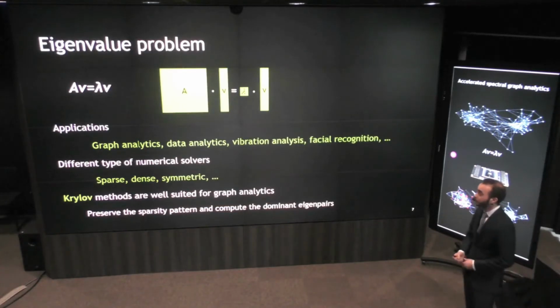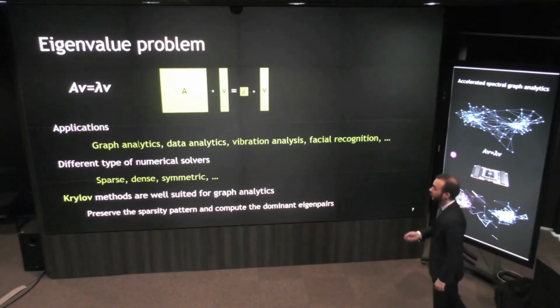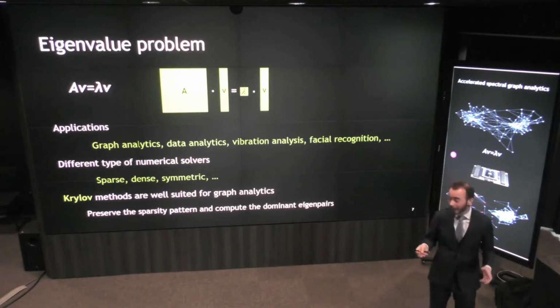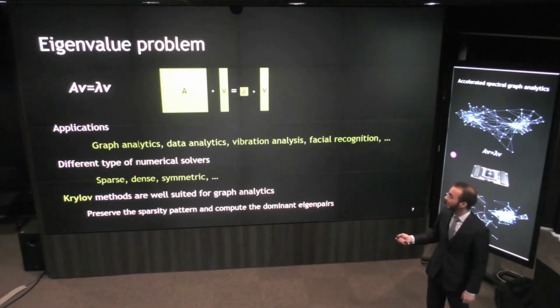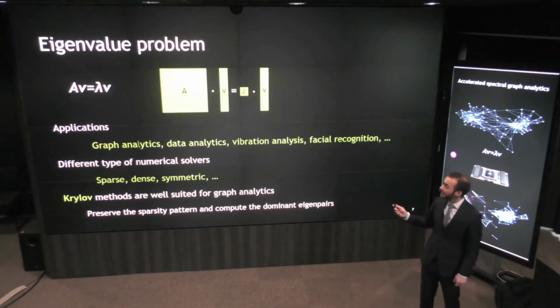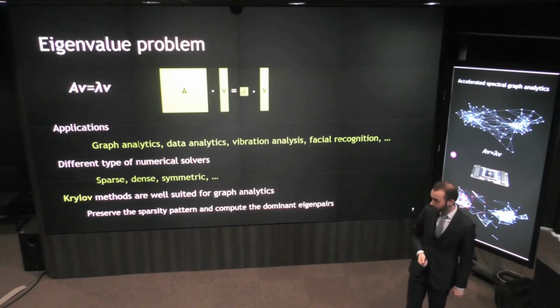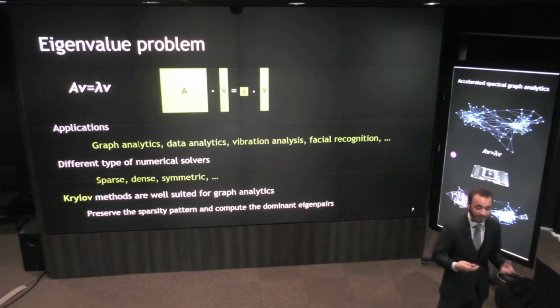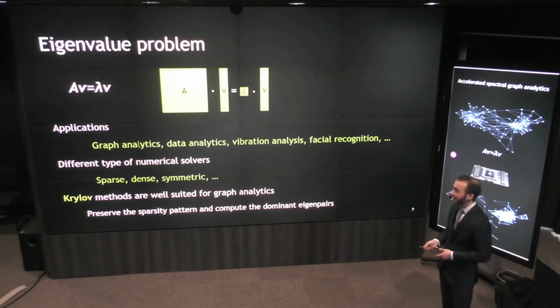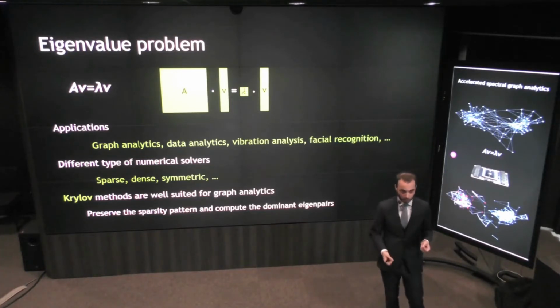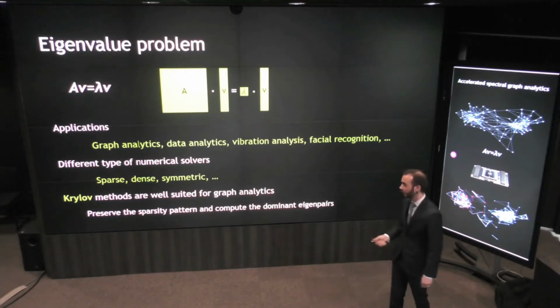So, the eigenvalue problem. An eigenvalue problem is about solving Av = λv, where A is a matrix, v is called the eigenvector, and λ is the eigenvalue. Basically, it means that the eigenvector v doesn't change direction when the transformation A is applied to it, except for this λ factor. This has application in many fields, but here we will focus on graph analytics, and in graph analytics, eigenvalues will give key information on the structure of the graph. So for example, we can use them for ranking and clustering, and this is what we will do in this case.